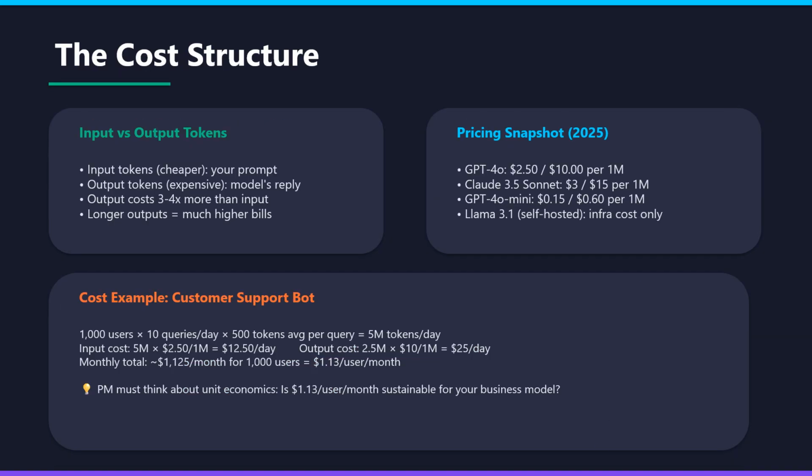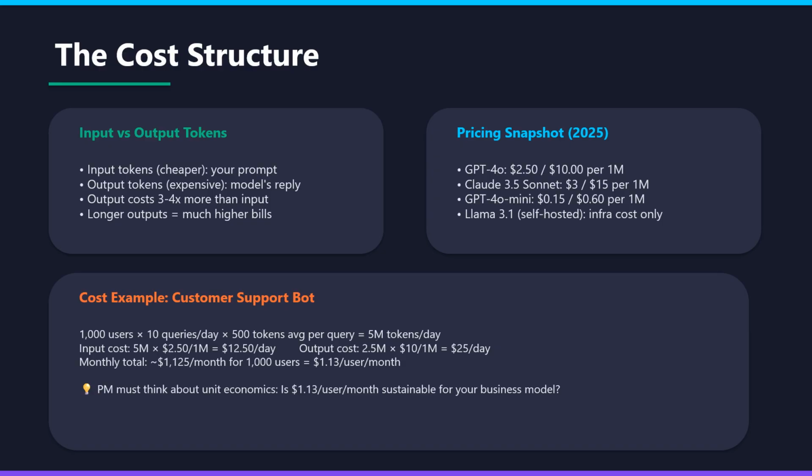Now let's talk about the money part. This is where a lot of PMs get surprised. LLM costs are fundamentally different from traditional software costs, right? Top left card, input versus output tokens. Input tokens are cheaper. That's your prompt. Output tokens are a bit expensive. That's the model's reply, right?